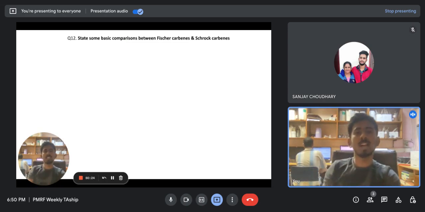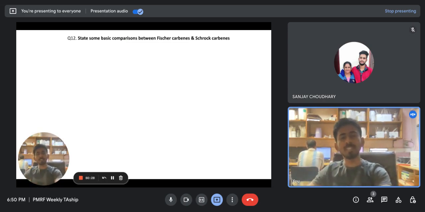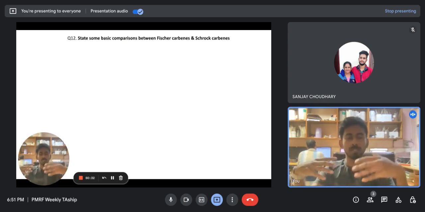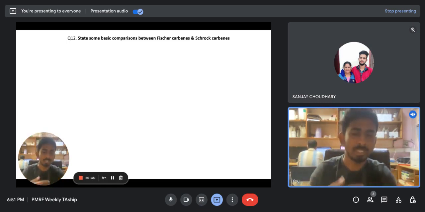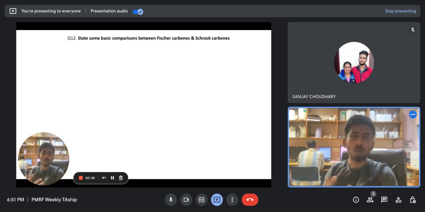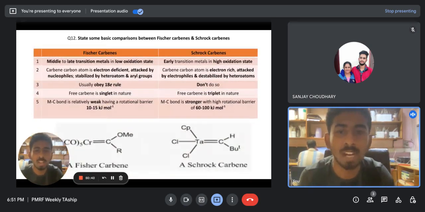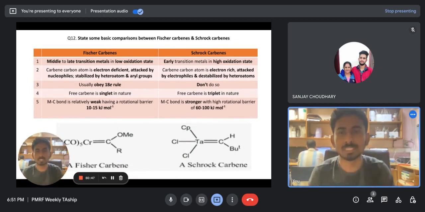So till now, we have discussed a lot about the Fischer carbene and the Schrock type of carbene, and also the intermediate carbenes, which have intermediate kinds of properties between themselves. Now we are going to make some basic comparisons of how they are classified as Fischer carbenes and which are classified as Schrock type carbenes. I have summarized everything that I have shared with you.